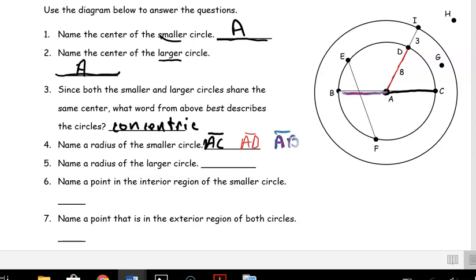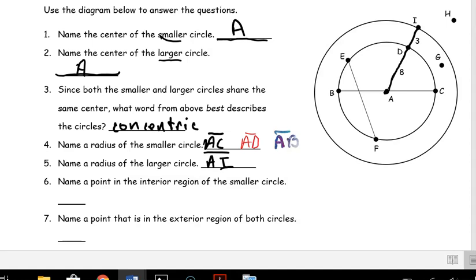Number five, if I wanted a radius for the larger circle, then we don't have a lot of options. There's really only one segment that starts at the center of the larger circle and extends out to the larger circle, and that would have been from A to I. So segment AI is the radius of the larger circle.